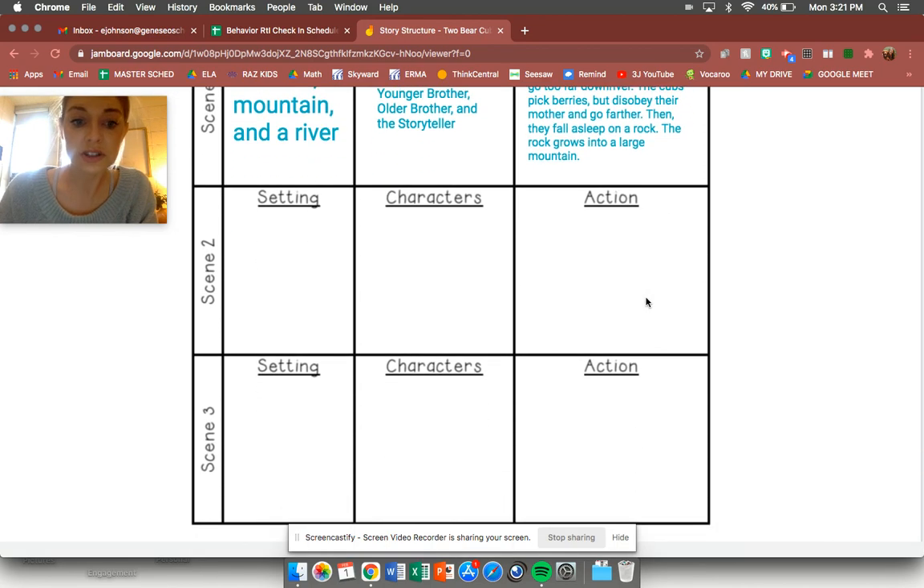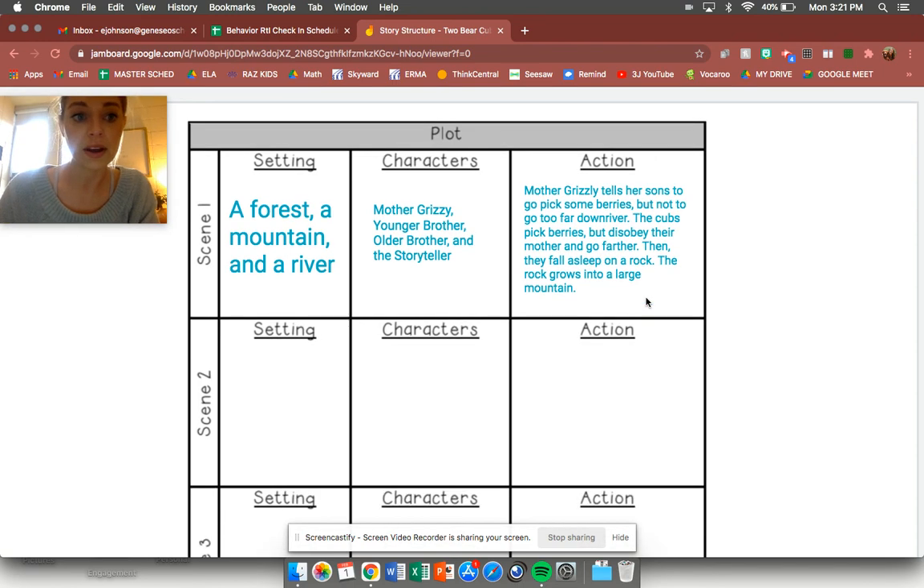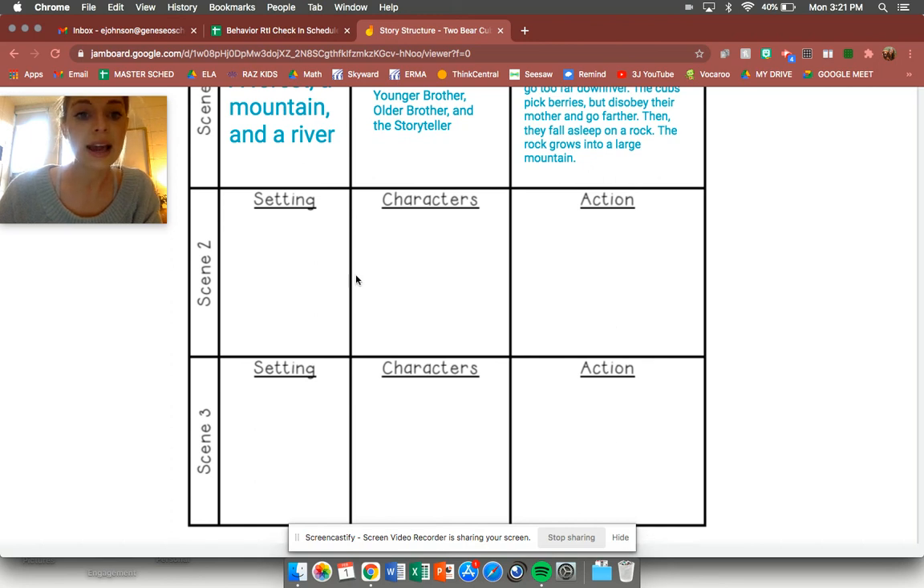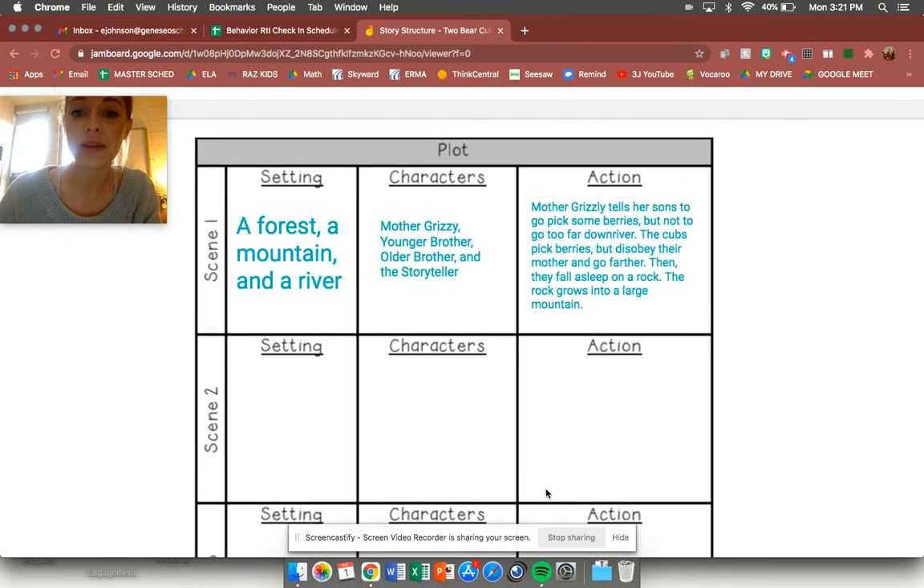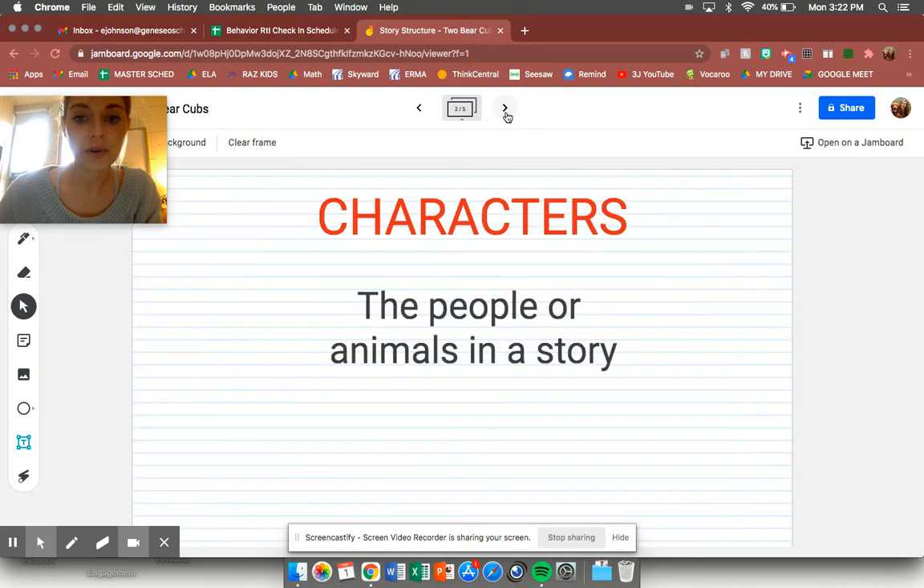Now, for scenes 2 and 3, you are going to go on Seesaw, and you're definitely going to have to use your textbook for this assignment. There is no completing this assignment without using your textbook. So you can go back and listen to it from yesterday, or you can read it on your own. There are going to be some blanks that you have to fill in. I have already filled in the setting, characters, and action for some of them in scenes 2 and 3. You're going to have to fill in the blank boxes by using your textbook. So you can always rewatch this video if you need to remember what the setting, characters, or action in the story is by going through these slides.